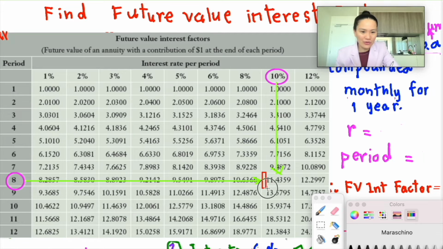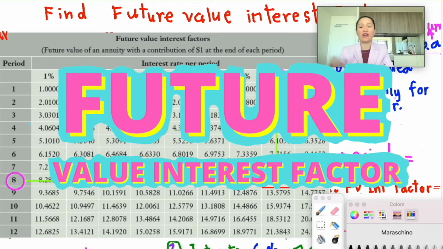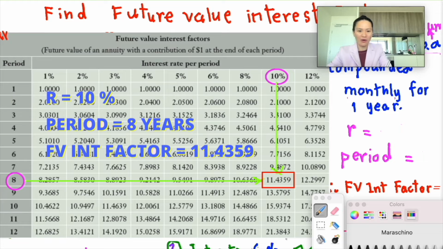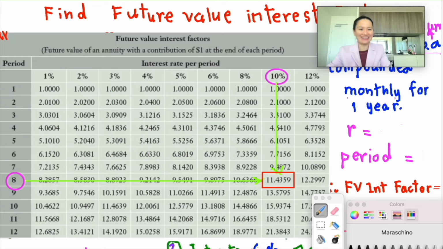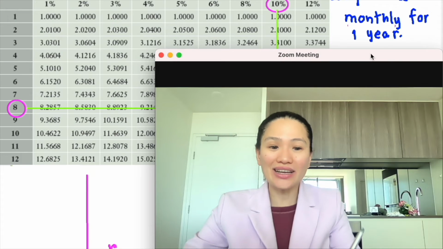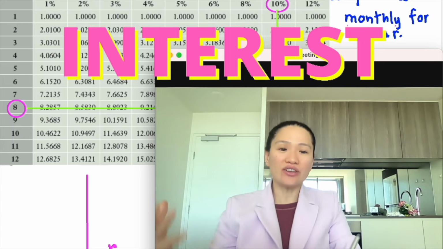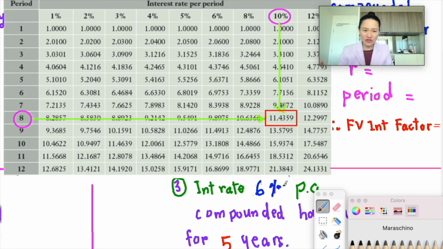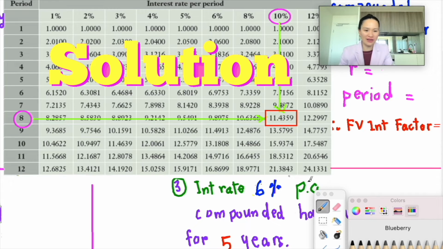Okay, so your future value interest factor, I write down here: future value interest factor equals 11.4359. Does that make sense? Okay guys, what happened here is you just find the rate and find the period, and then you look at the table and match it. Now you get the answer. Let's do the next question together. Question number 2. Okay, look at this one.